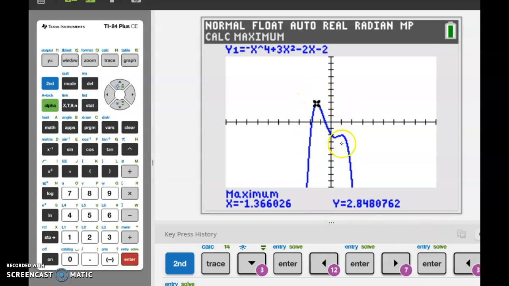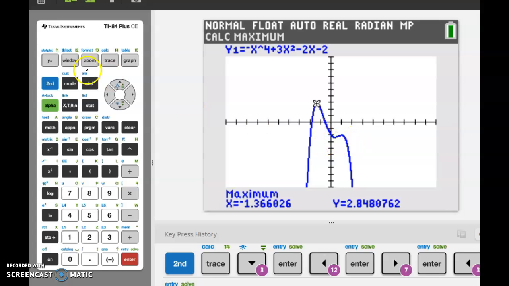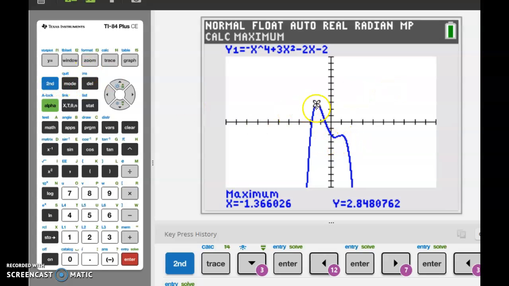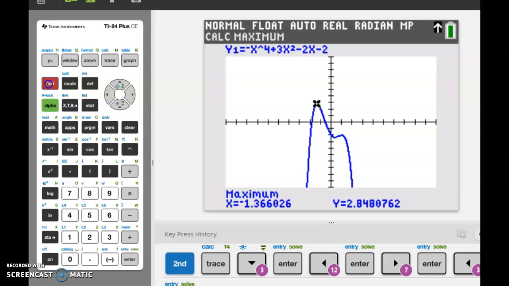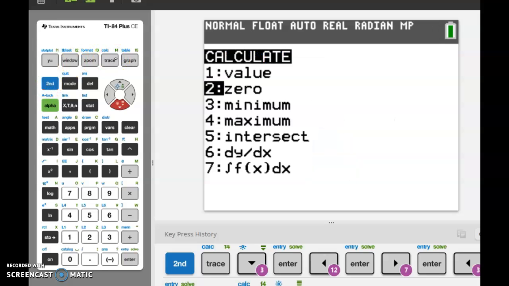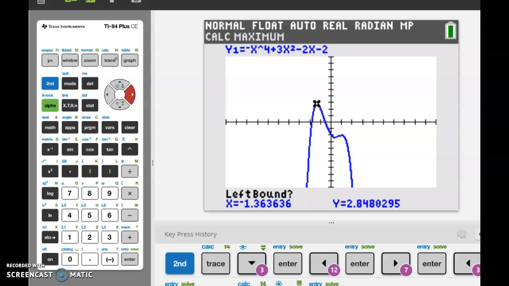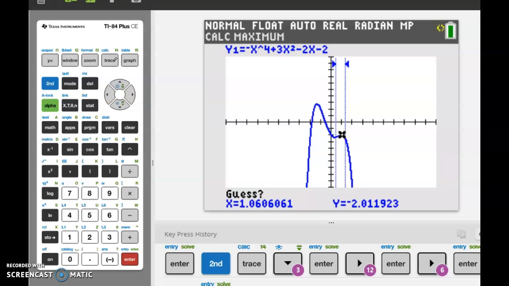The issue with the graphing calculator is you have to do this multiple times. It can only do one max at a time, so repeat the process. Second trace, fourth option is your maximum, and then you have to move it again to the left of your maximum, so about right here. Enter, move it to the right of that maximum, hit enter, and then move it back to the closeness, and you get the answer.